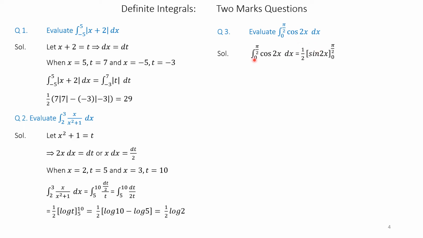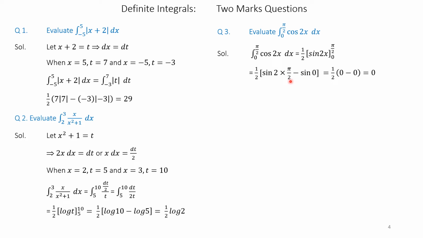Therefore, the solution: the limits are 0 to pi by 2. The given function, we can write it as is, there is no substitution. We know the integral of cos x is sin x. Therefore, the integral of cos 2x is sin 2x by 2 with the limits 0 to pi by 2. Therefore, that can be written as half, and we put the value of upper limit, sine of 2 into pi by 2, that is, in place of x we put pi by 2, minus the lower limit, sine of 2 into 0, sine 0.